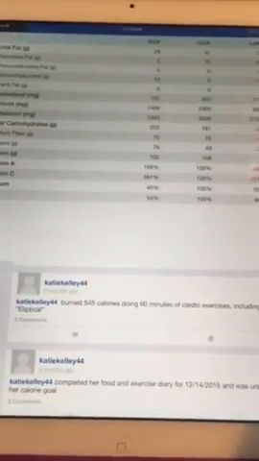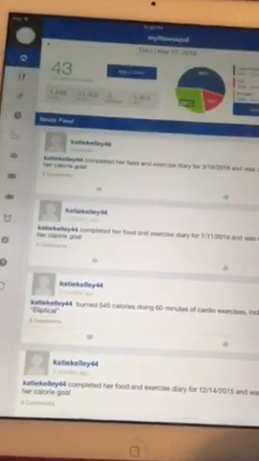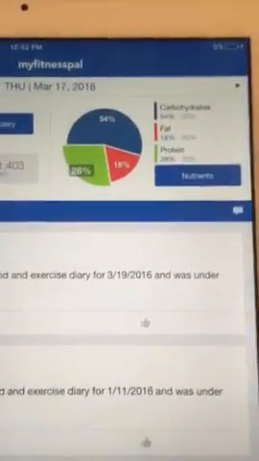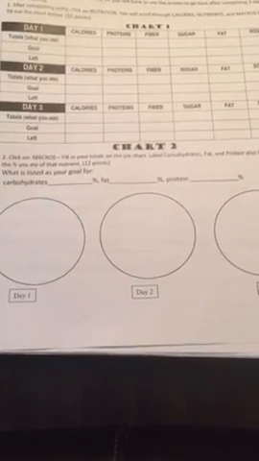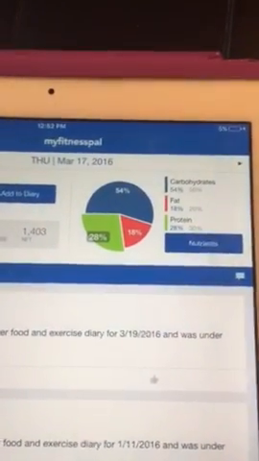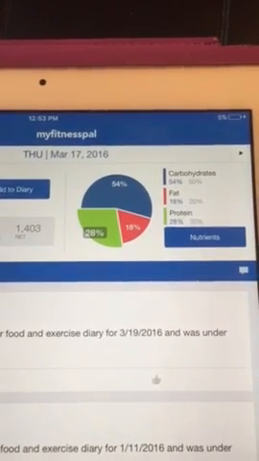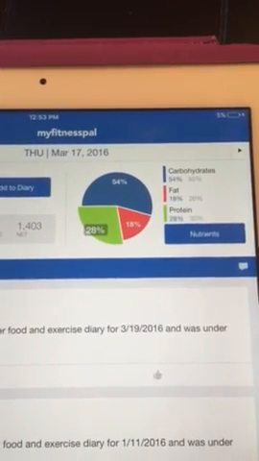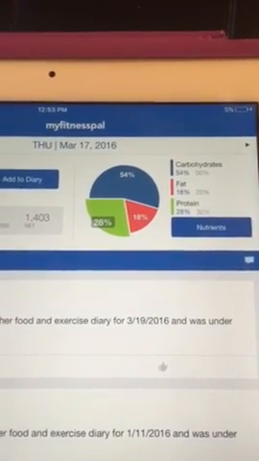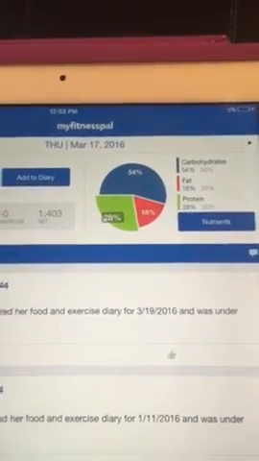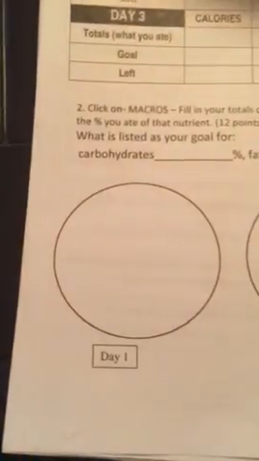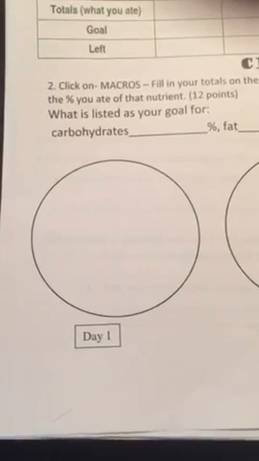To get back to your chart right here, you're going to need to look at this, okay? So where it says chart 2 on your packet, right here, chart 2, day 1, day 2, and day 3, you're going to be filling in the percentages that you had. So we look up here, this is day 1. So I consumed 54% from carbs, 18% from fat, and 28% from protein. So just as you see this pie graph right here, you're going to copy that for day 1 here, okay?